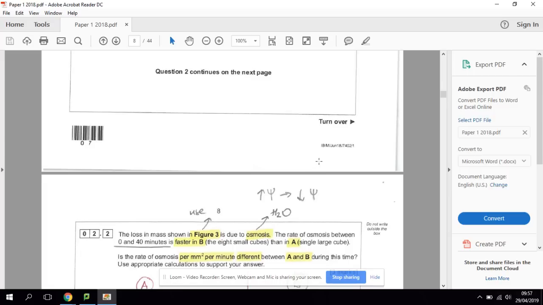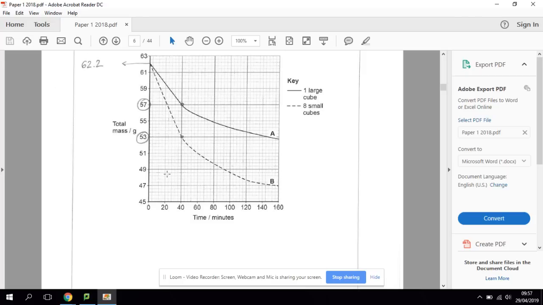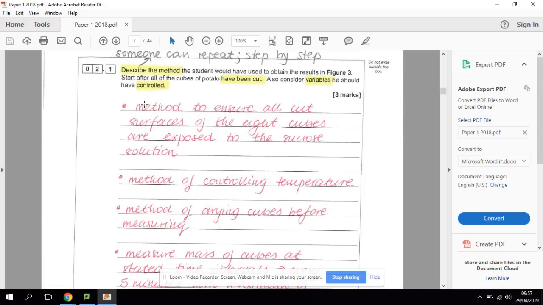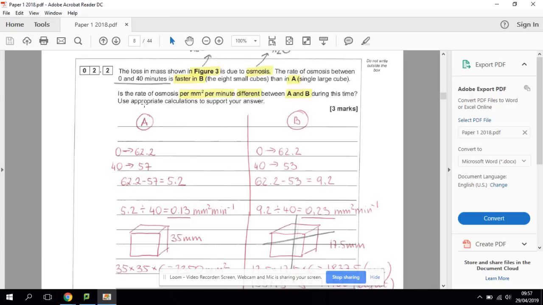So coming back to the figure really quickly, let's have a look what they want from us. We're looking at the rate between 0 to 40. So we need to work out the mass for a large cube and for each of the small cubes. We've got that from the graph, and let's have a look what the calculations are like. Firstly, we're looking at the mass loss between 0 and 40 minutes. So we've got 5.2 for cube A, that's a single large cube, and 9.2 for a small cube.